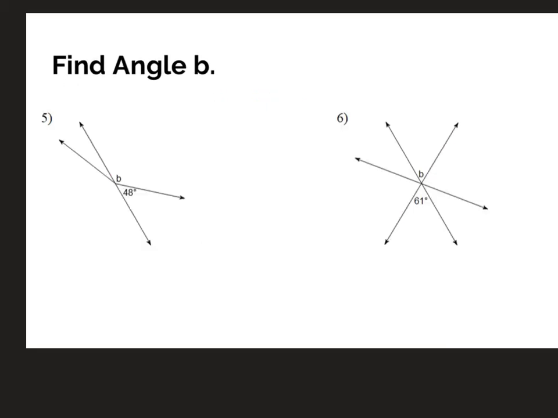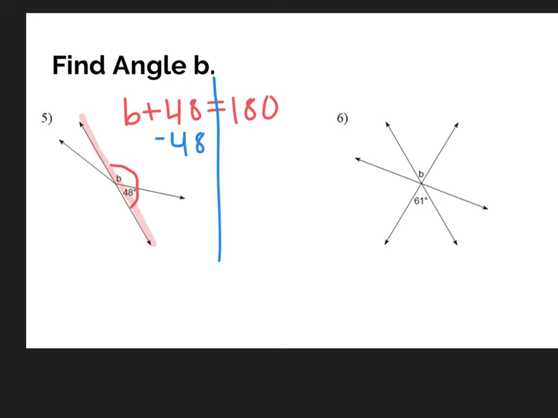All right, next one, we can see that straight line right there going right down. So those two angles are supplementary, right? They create a straight line, so they equal 180 degrees when added together. So B plus 48 equals 180. Treat it like an equation, solve it. So subtract 48, subtract 48. When you do this, you should get B equals 132 degrees.